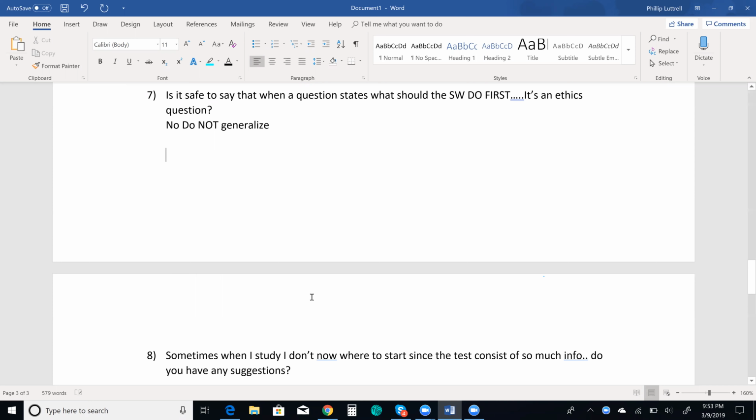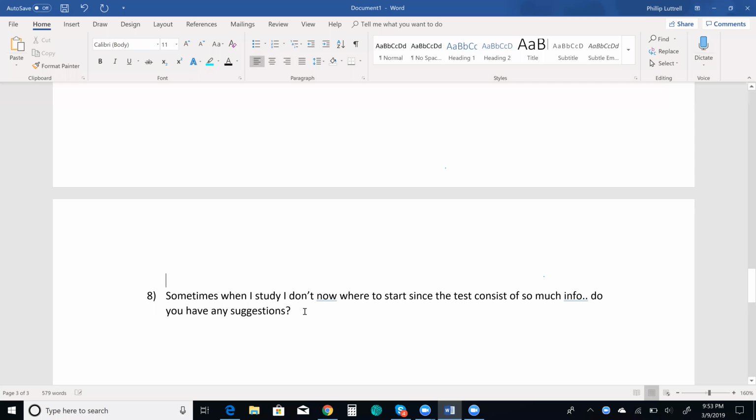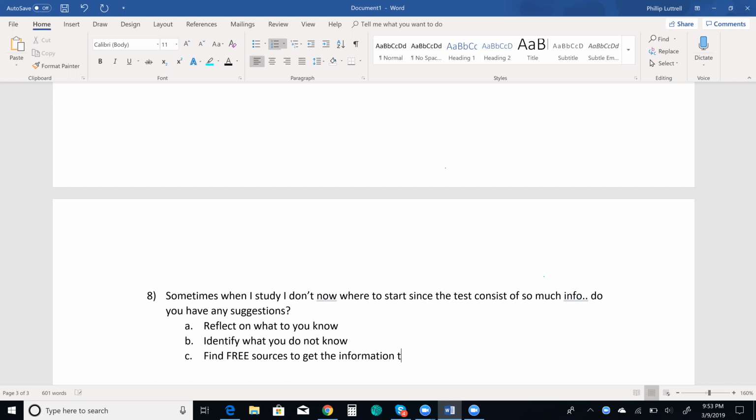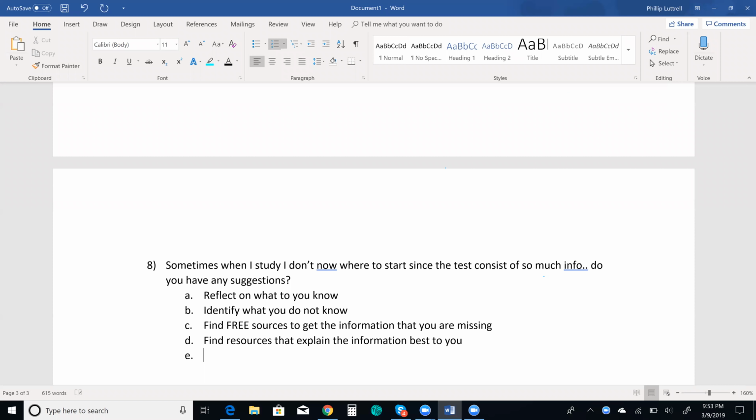So my suggestion here is, what should you do to start? Well, first is to reflect on what you know. Identify what you do not know. Find free sources to get the information that you are missing. Then find resources that explain the information best to you. May be free or may cost some money. So that is my biggest suggestion there, is to figure out what you know, figure out what you don't know, and then fill in the gaps from there.